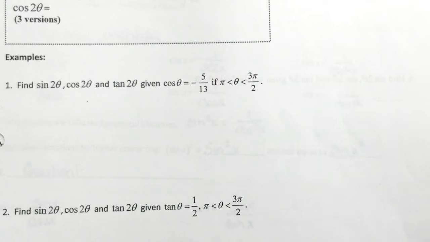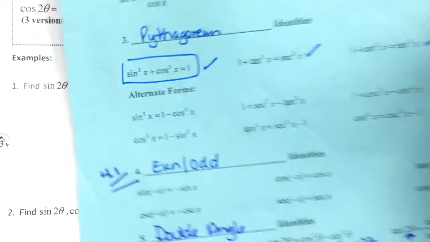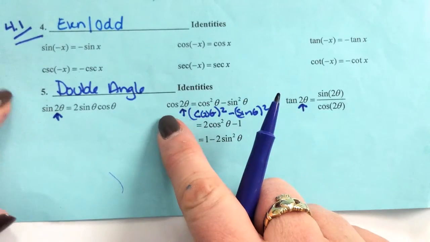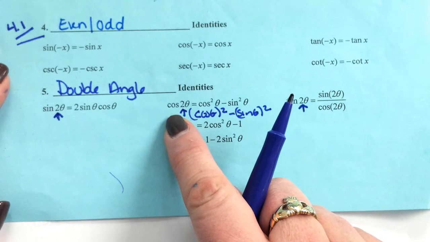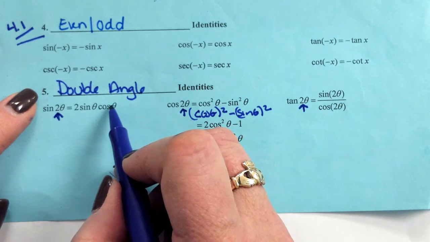Okay, so looking at your blue sheet, ladies and gentlemen, on the front side, these are the problems. The very last one, number 5, these are the ones we're going to talk about in the last and final section of Unit 4. These are called your double angle identities.